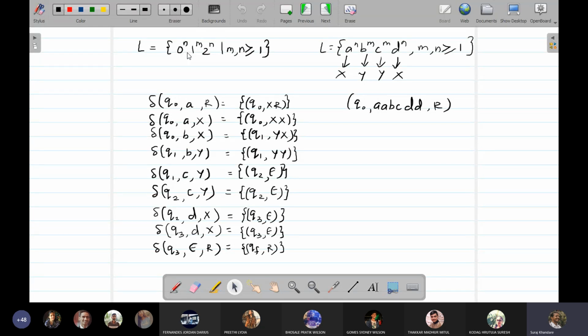Here you'll have all zeros first, which could be one or more, followed by ones, which could be one or more, followed by twos, which could be one or more.